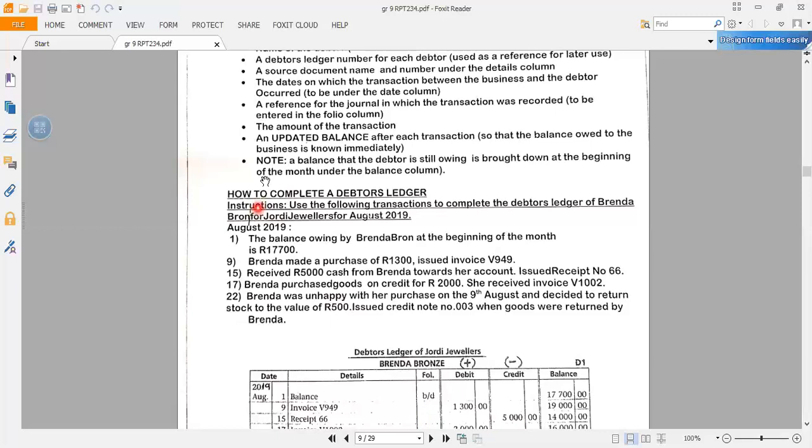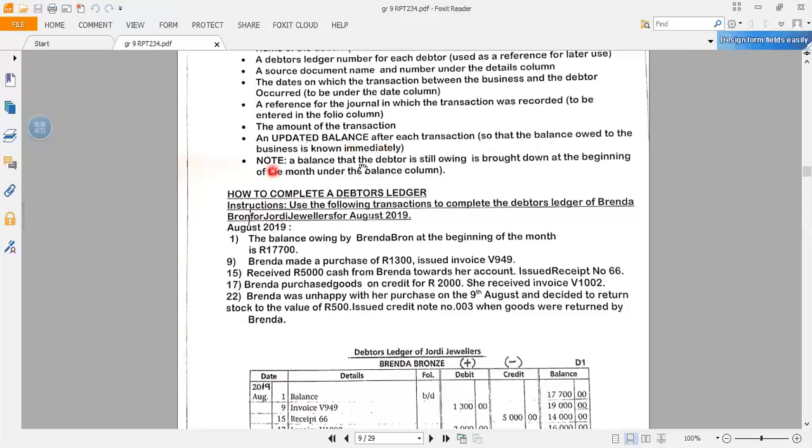The next one, the amount of the transaction. For each transaction, we have an amount indicated. After we do the operations of each amount, we create a new balance here. I will show you just now how to complete a debtors ledger. Then we have an updated balance after each transaction so that the balance owed to the business is known immediately.